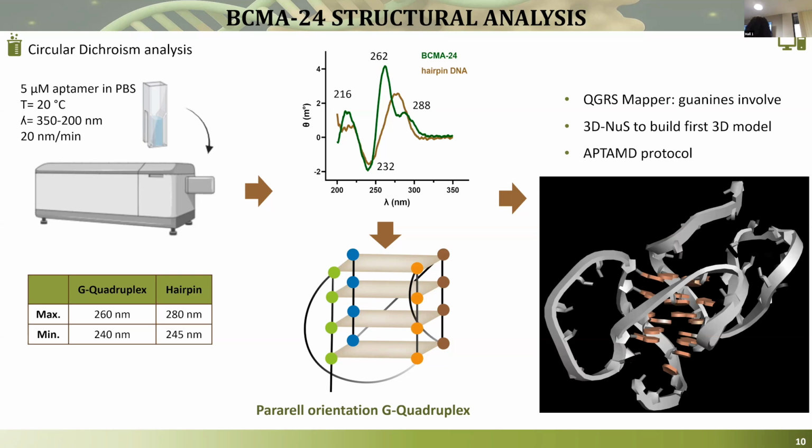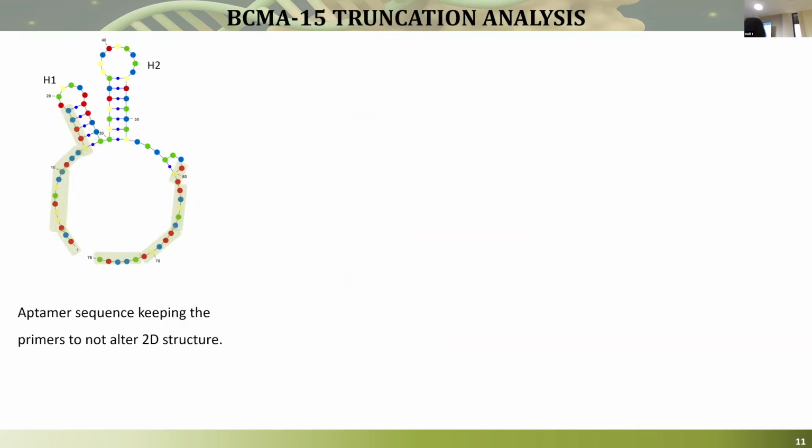So we moved to the third aptamer, which is BCMA15. And as you can see here, this aptamer is longer than the other ones, because we kept the primers of the PCR, which are these parts in green. Normally, when we work with aptamers, if the primer doesn't affect the secondary structure, we remove them because it's shorter, it's cheaper, and it's easier. But in this case, we didn't do it because they affect the secondary structure, so we kept them.